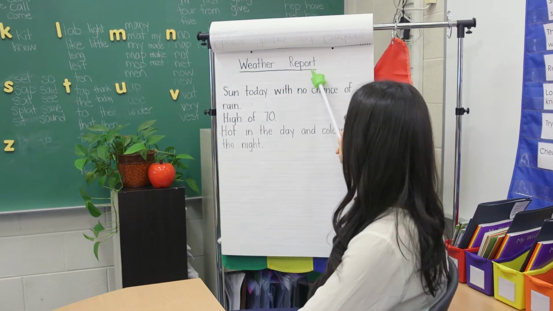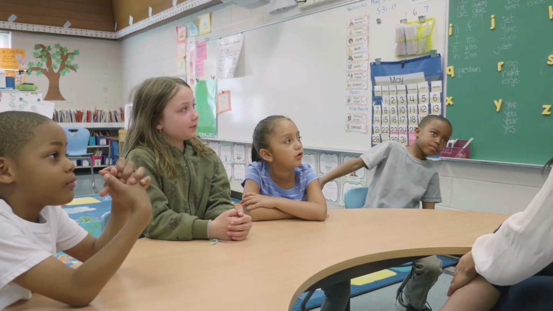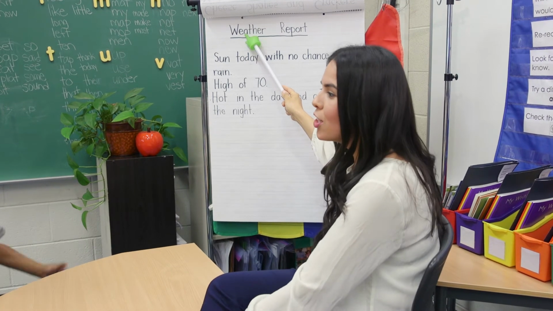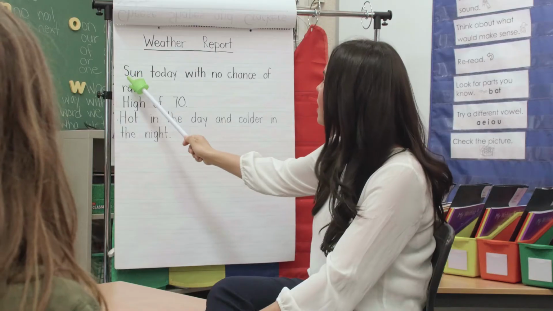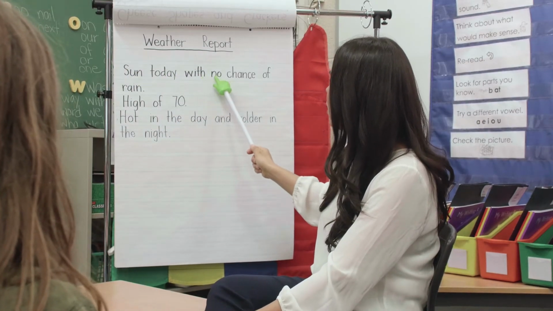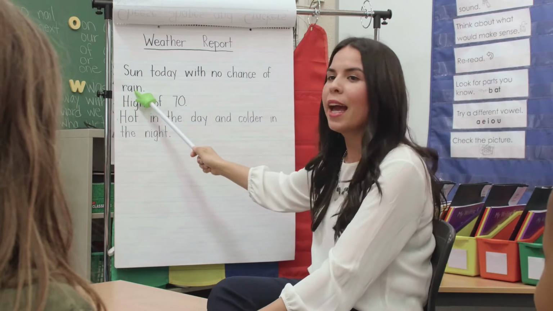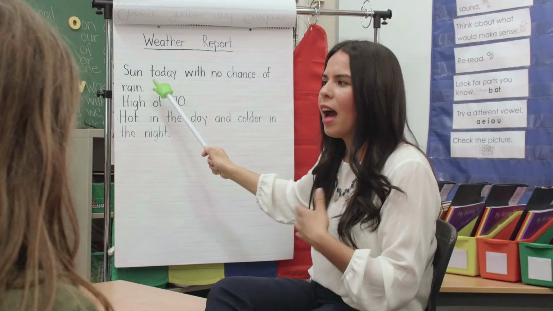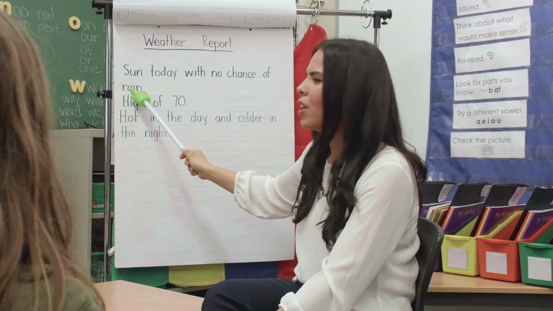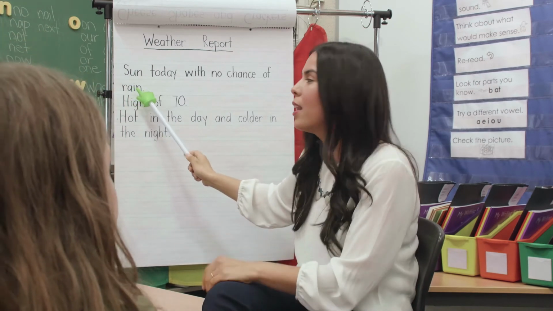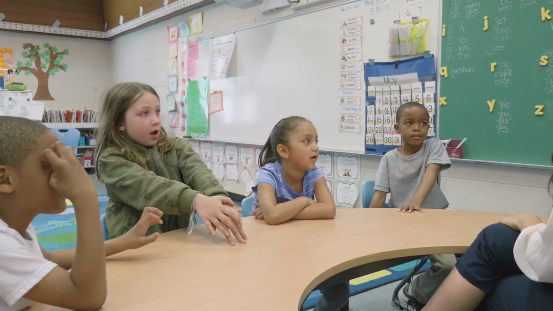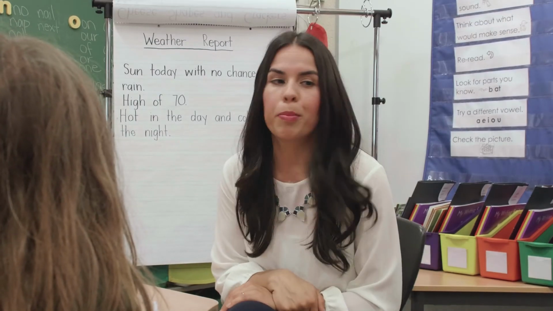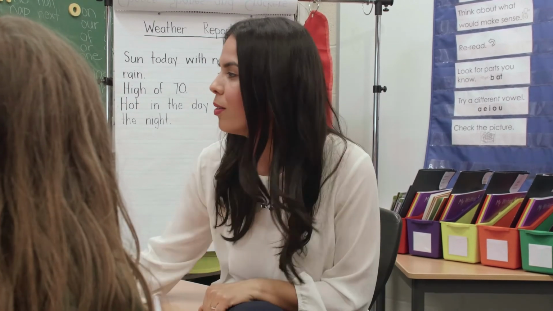Weather report. That didn't sound right. So I'm going to change that E to the short E. Weather report. Sun today with no chance of rain. Oh, I did the short vowel sound, and you tried another sound. You said the I sometimes helps the A to do what? Oh, interesting. So today, when you're reading in your book and you come to a word that you don't know, you're going to try to use another sound.